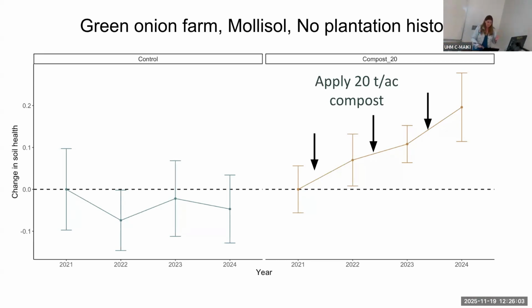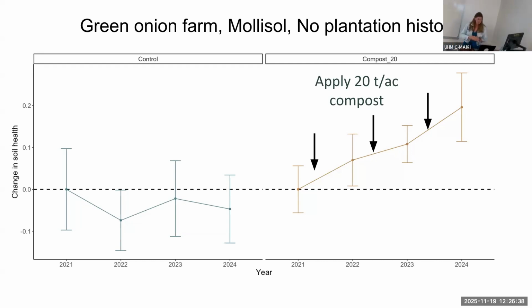And I have two panels here. On the y-axis, we have change in soil health, and on the x-axis, we have years. The first panel to your left is control, so this means there's no management change. On the right, we have compost addition. On this farm, it's a conventional farm, we had plots where we added compost annually. So here you can see the arrows represent additions of compost.